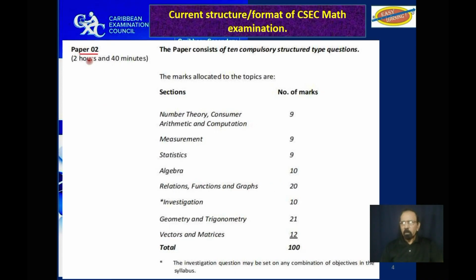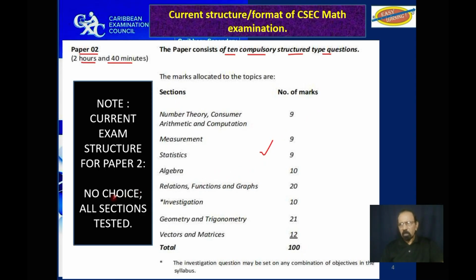Paper 2, which runs for 2 hours 40 minutes, consists of 10 compulsory structured type questions from all sections of the syllabus. There will be no choice. All sections will be tested, as I said, with compulsory questions.